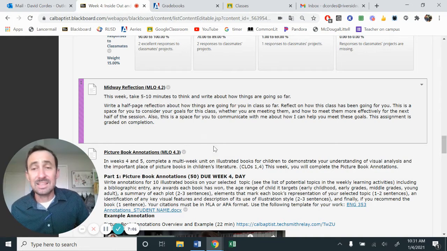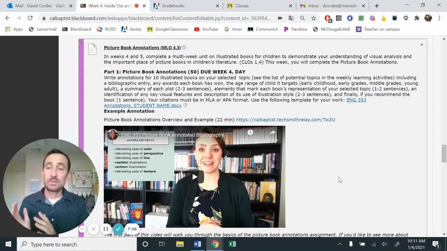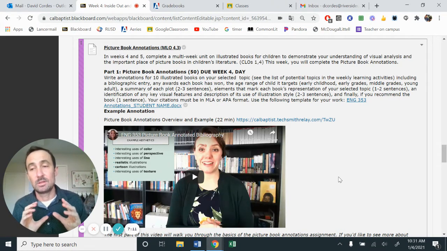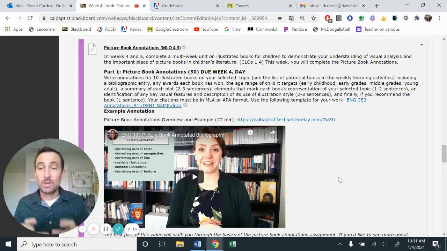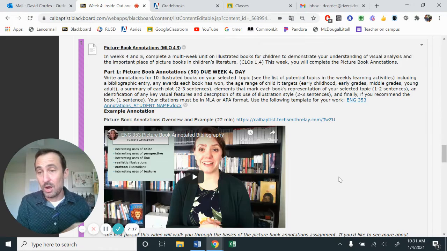Okay. Last but not least is the picture book annotations. I had mentioned this during week 3 for you to prepare, and now we're jumping into the first part, which is the annotations. This coincides with your picture book analysis project that's coming up next week. So right now during week 4, your goal is to complete all of those annotations.